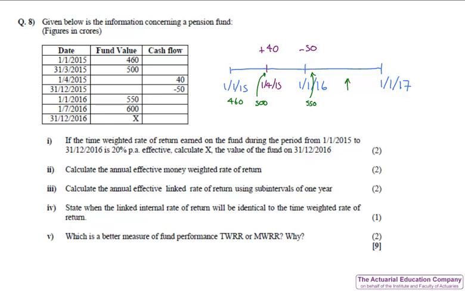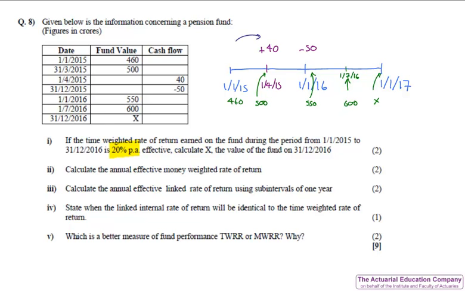For some reason we're giving another balance of 600 for the 1st of July 2016, and we're not told what our final fund balance is. Now we are told that the time-weighted rate of return over the 2 years is 20% per annum, and we get that by multiplying our accumulation factors between the cash flows.